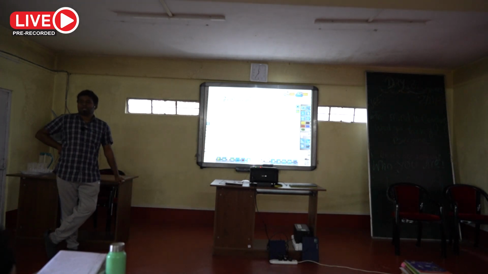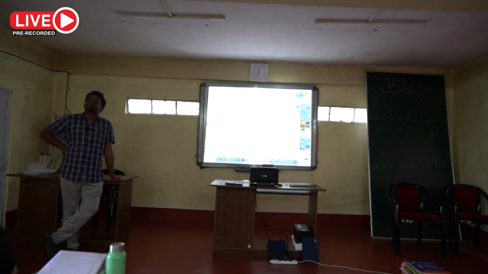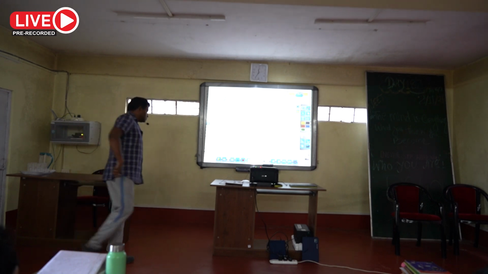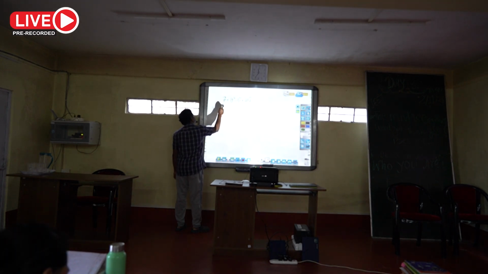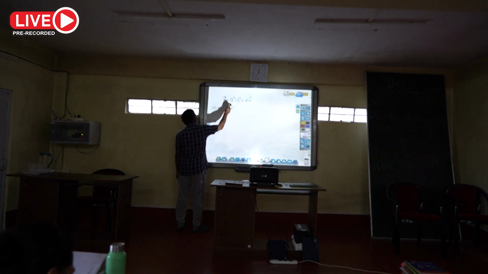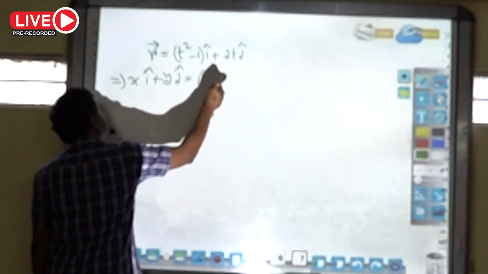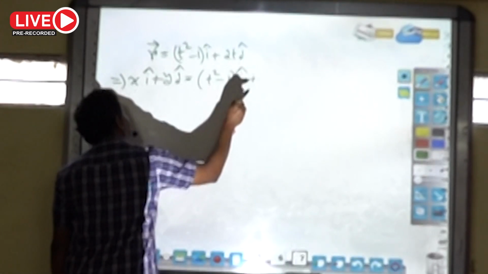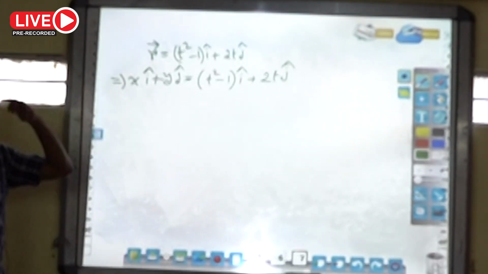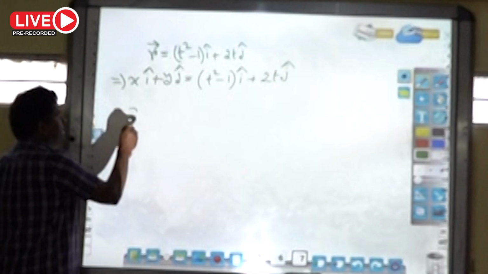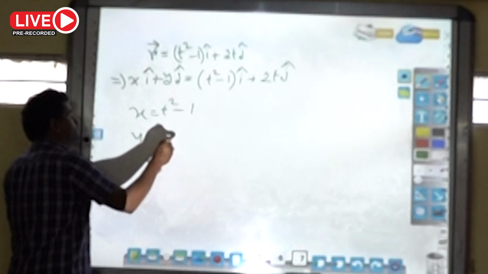See how to eliminate. Generally the position vector is written as x i cap plus y j cap. So position vector r, write this one, x i cap plus y j cap, that is equal to (t square minus 1) i cap plus 2t j cap. Now compare the coefficients of i cap and j cap. Then x will be equal to t square minus 1 and y equal to 2t.